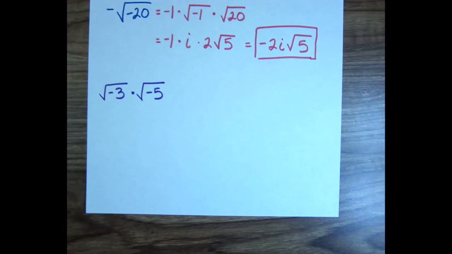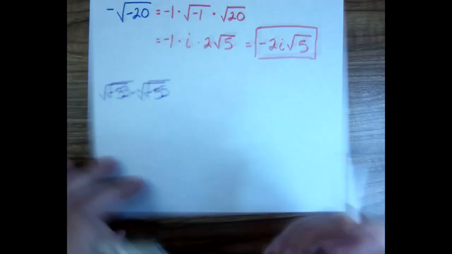Now your instinct might be, well, we can multiply those together. -3 times -5 is positive 15. It's the square root of 15. No, not how it works. You can't multiply two non-real numbers together and get a real number.